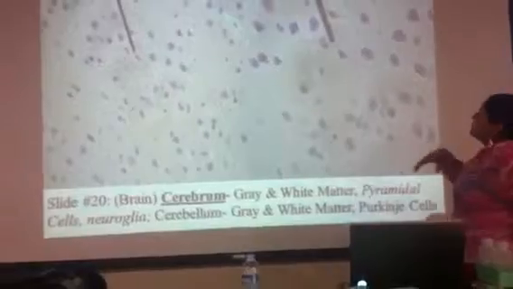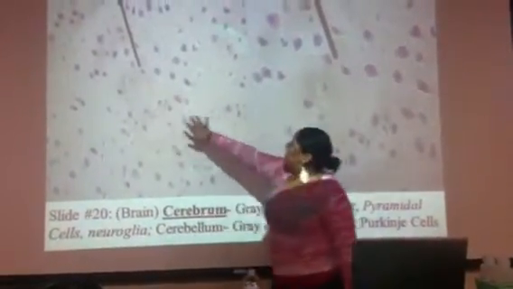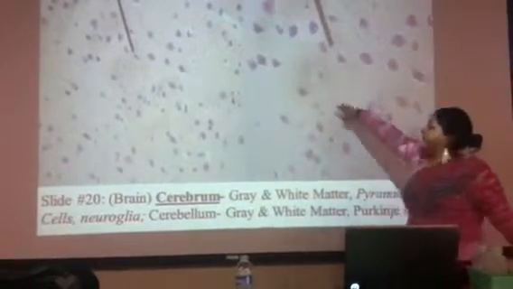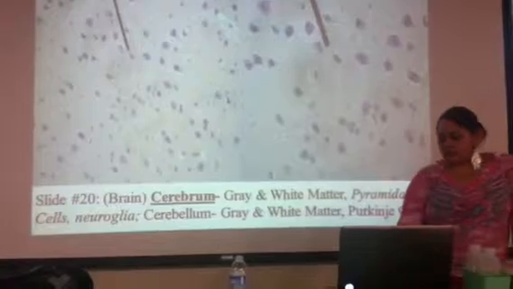Majority of it is the white matter. In the cerebrum, we're going to find the pyramidal cells. As you can see right here, they're in a triangular shape. This is at a lower magnification than this one. And the surrounding cells, which are nicely round, those are the neuroglia.